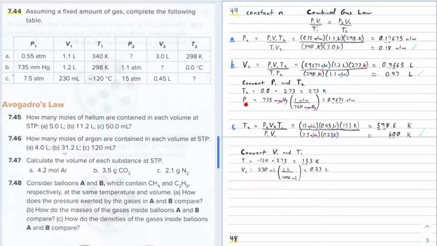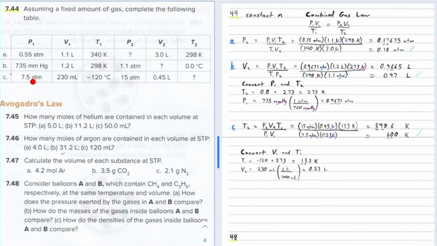And then to turn P1 into atmosphere, 735 millimeters of mercury times 1 atmosphere over 760 millimeters of mercury, that's the conversion factor. To get the atmosphere, the units cancel and you're left with 0.9671 atmosphere. So substituting these in now for T2 and P1. So here's T2 and P1 along with the others that you're given in the problem. All the units are canceling except for the new volume unit, so that's in liters. And the math gives you 0.9665 liters, which rounds to 0.97 liters.